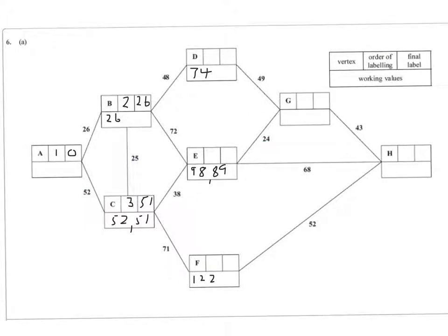So now, which has got the smallest working value? Well, out of 74, 89, 122, 74 is smallest. So that's the next one. We've had 1, 2, 3, so now this is 4, and that's 74.